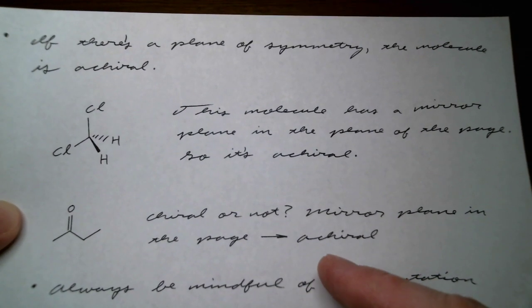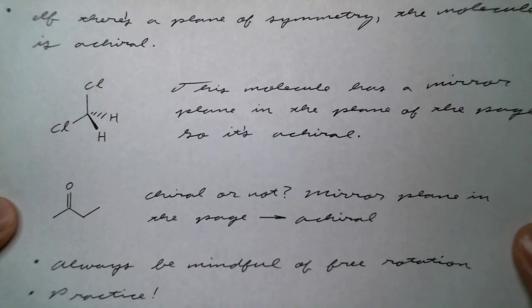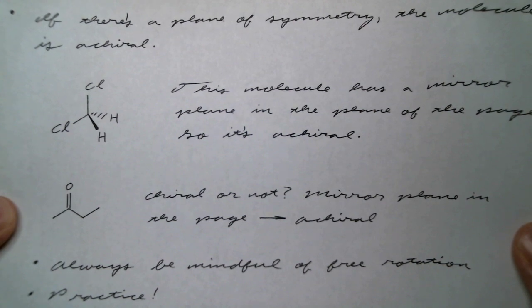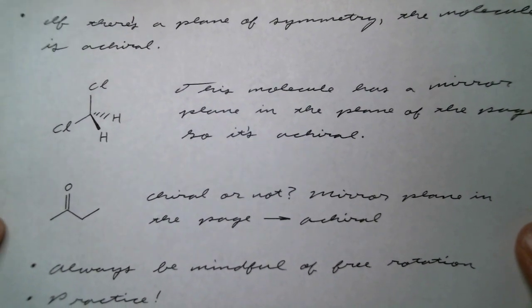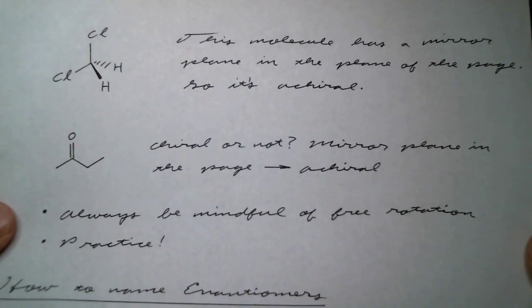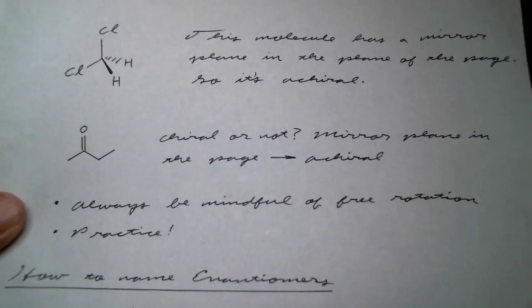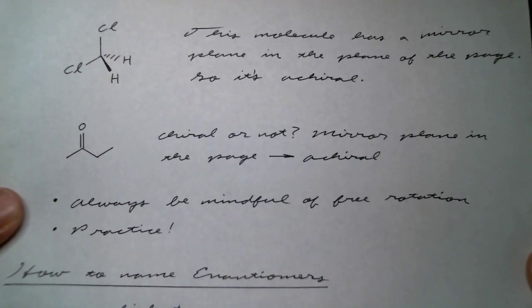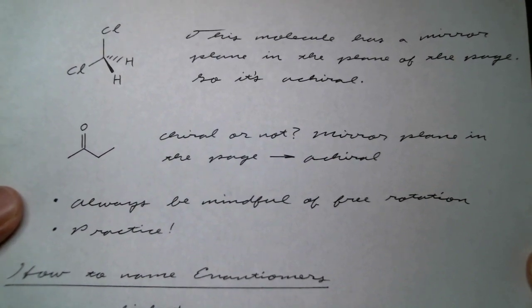Neat, right? How about 2-butanone? Is this chiral or not? So there is actually a mirror plane in the plane of the page. So it possesses a mirror plane, and that means this molecule, this 2-butanone, is achiral. So always be mindful of free rotation, and of course practice is important. It's good to practice with those recommended practice problems and exercises in your text.